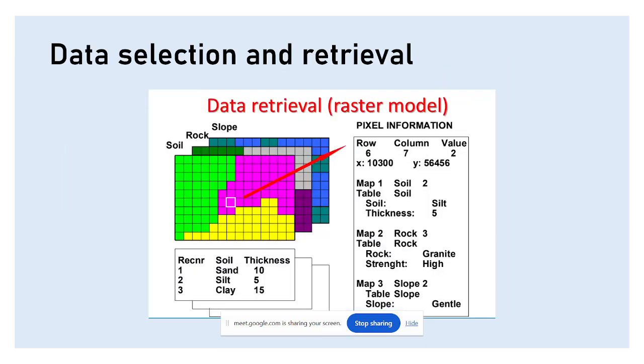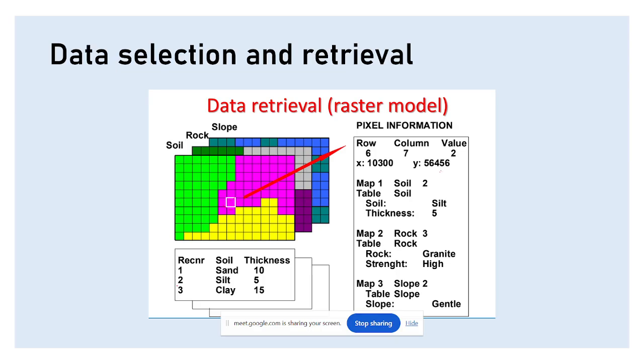Here, this is one example that was given by the professor. Here you have three layers that have been overlain like this. We need the information of this particular pixel. This particular pixel belongs to the sixth row: one, two, three, four, five, six. Sixth row, seventh column: one, two, three, four, five, six, seven. Seventh column, and its value is 2. Because what is it? It is silt. So that much information is there.